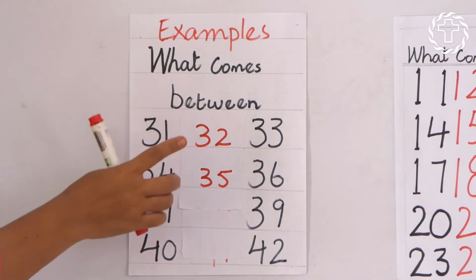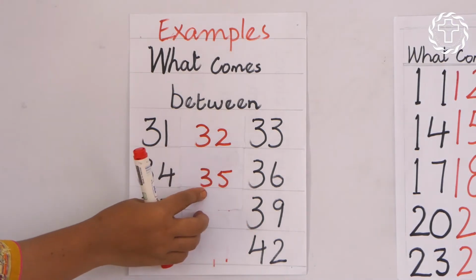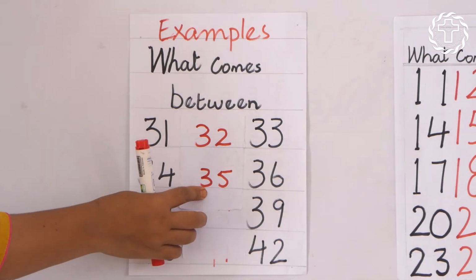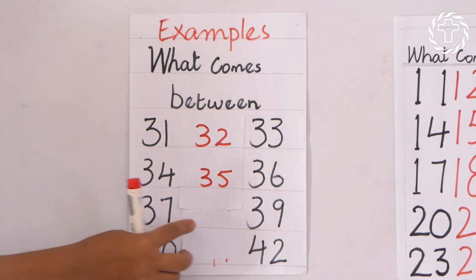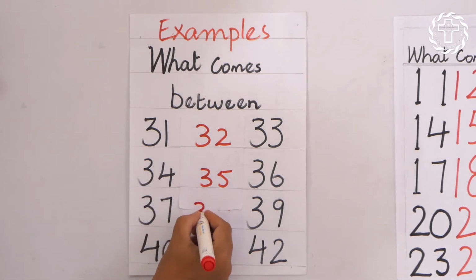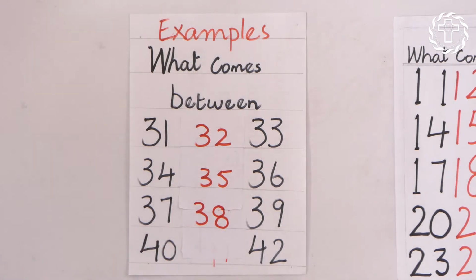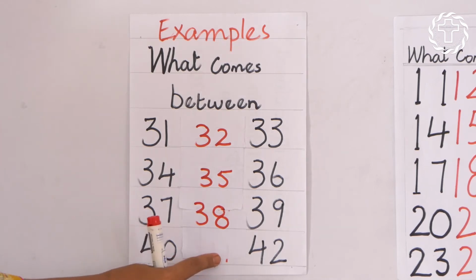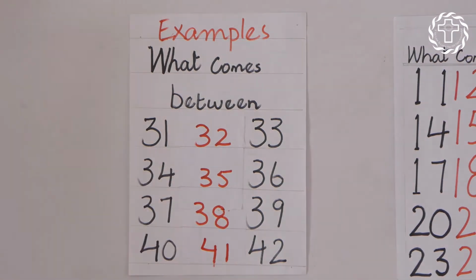What comes between 34 and 36? 35 is between number. What comes between 37 and 39? 38 is between number. What comes between 40 and 42? 41 is between number.